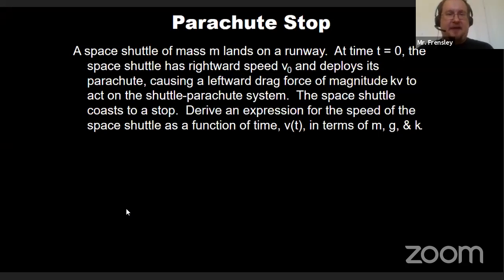A space shuttle of mass m lands on a runway. At time equals 0, the space shuttle has rightward velocity v0 and deploys its parachute, causing a leftward drag force of magnitude kv to act on the space shuttle and parachute system. The space shuttle coasts to a stop.